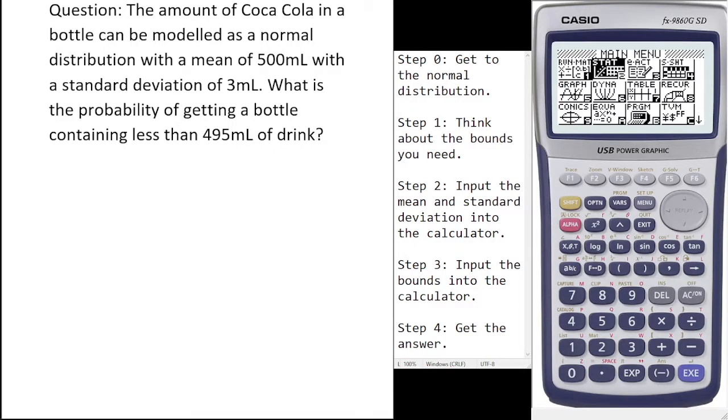Question. The amount of Coca-Cola in a bottle can be modeled as a normal distribution with a mean of 500 ml with a standard deviation of 3 ml. What is the probability of getting a bottle containing less than 495 ml of drink?